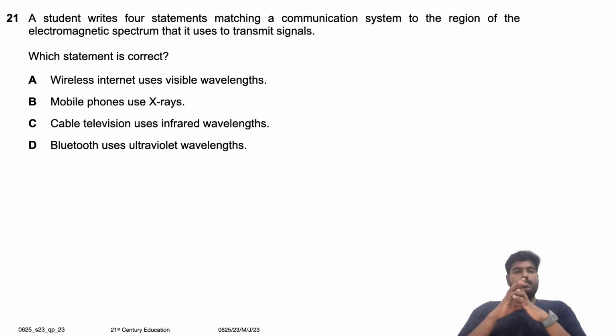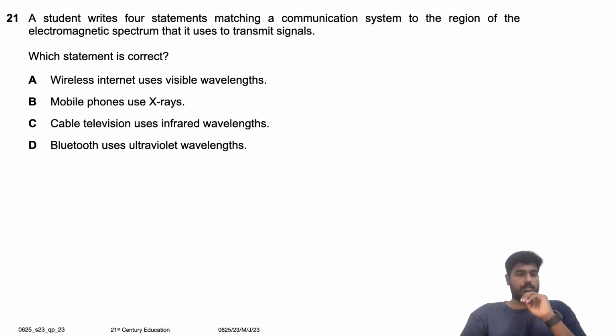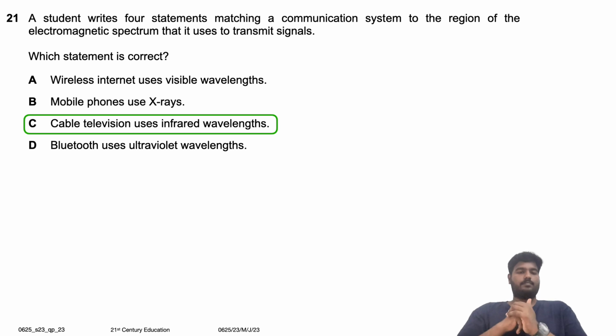A student writes 4 statements matching a communication system to the region of the electromagnetic spectrum that it uses to transmit signals. Which statement is correct? Cable television uses infrared wavelengths. Okay, so there is a list of which wavelength is appropriate for which communication system. Okay, you must go through it.